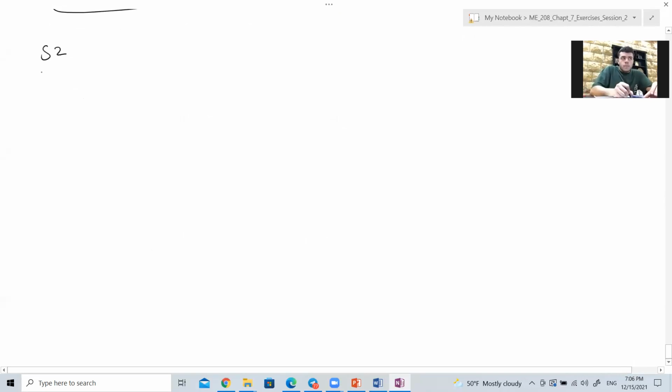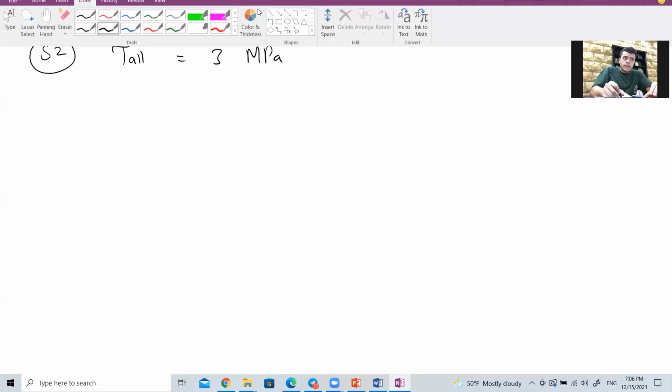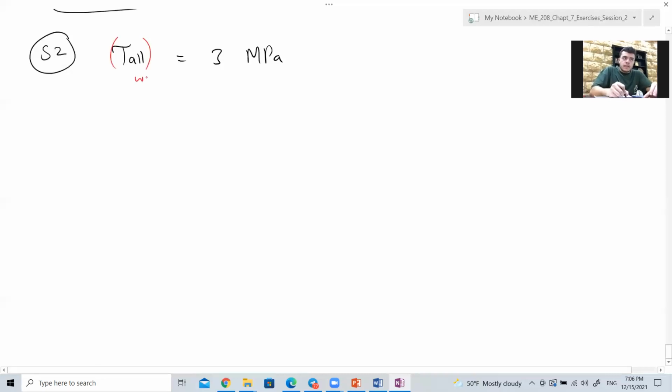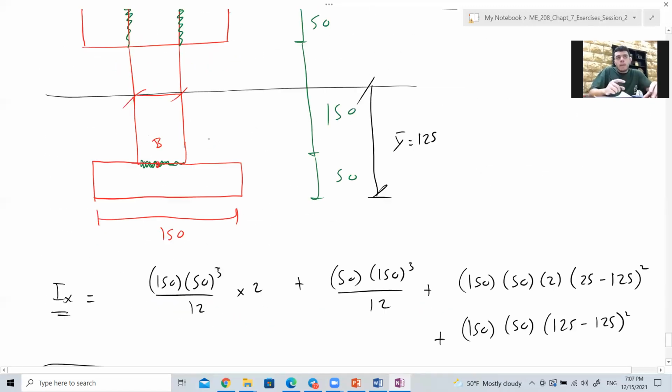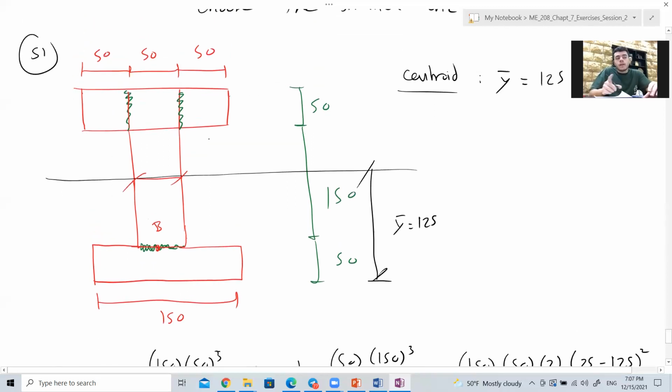So step 2. Let's start with the tau allowable equal to 3 megapascal. This is the maximum shear stress in the wood. Meaning tau max in the wood should be less than or equal to 3 megapascal. So here, tau max in the wood, where is the maximum shear stress? This is an I beam. So the maximum shear stress is located at the neutral axis at point A.